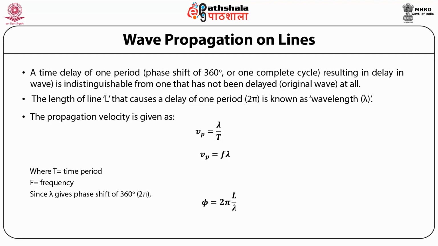Since lambda gives a phase shift of 360 degrees, or 2 pi, phi equal to 2 pi L by lambda, where phi is the phase shift due to the line of length capital L. Thus, transmission lines can also be used to introduce phase shifts and time delays deliberately when required.